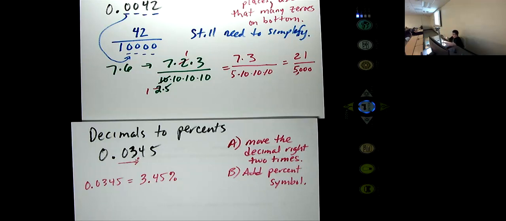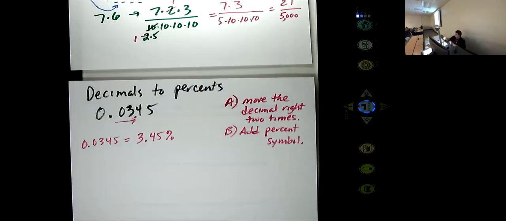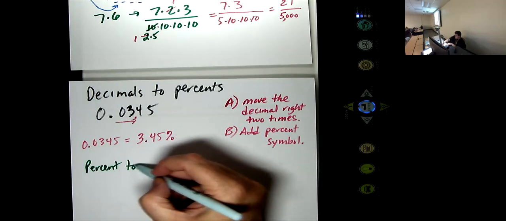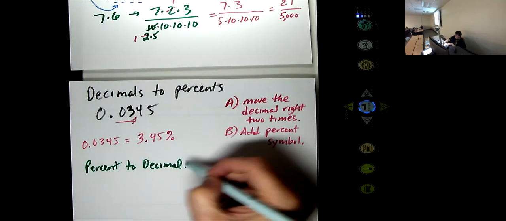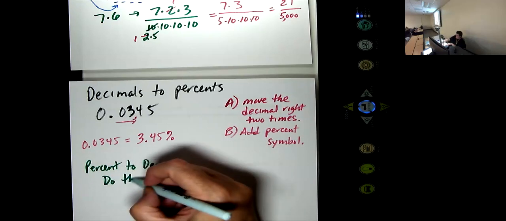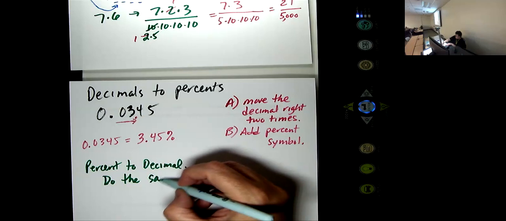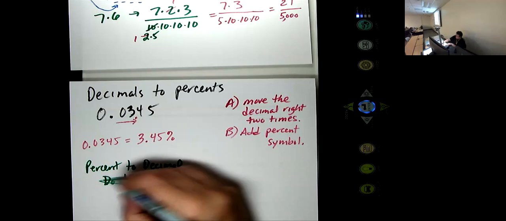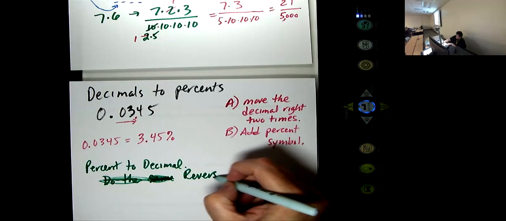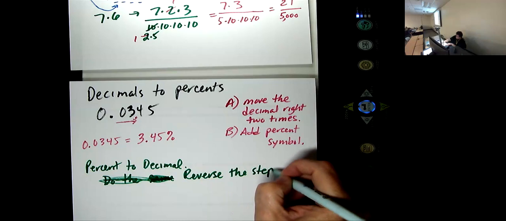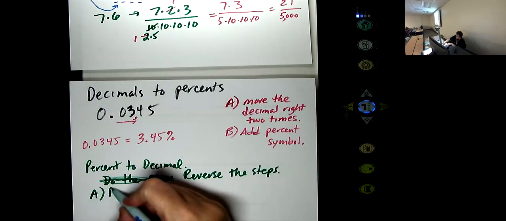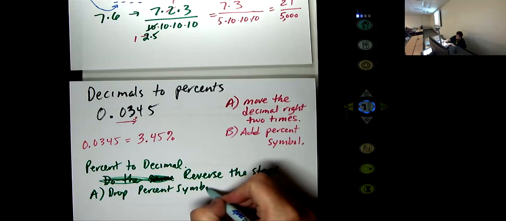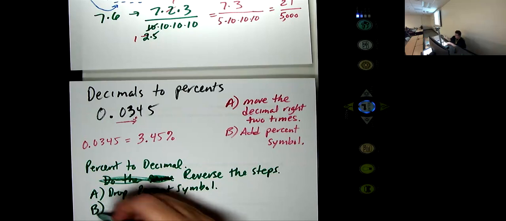Percent to decimal. We're going to do the same steps, but backwards. Well, maybe not the same steps. I'm going to say reverse the steps. So we'll drop the percent symbol. And now we will move it left twice.